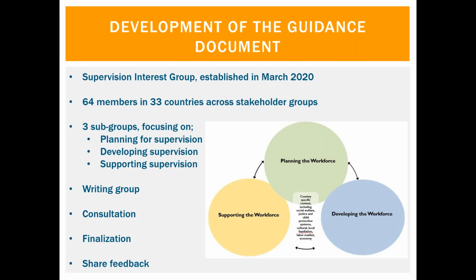Having 64 members, we did decide to divide into subgroups. The subgroups that we divided into in order to work on the guidance document focused on planning for supervision, and then developing supervision, so that includes training, etc., and supporting supervision. So it follows the framework that the Alliance has been using to date in terms of developing the social service workforce. Many of you will have seen that diagram previously.